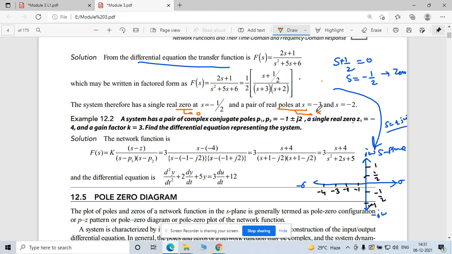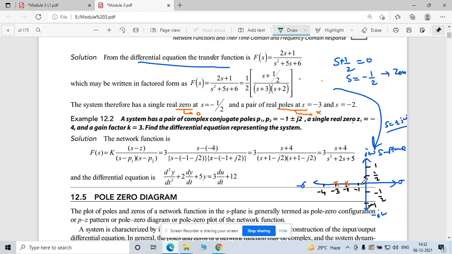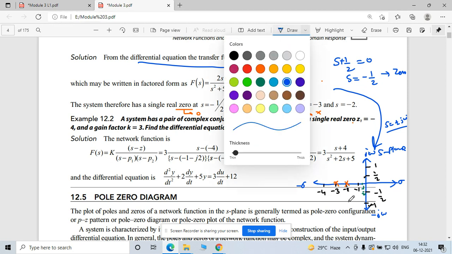Now what is the position of the poles? The positions of the poles are minus 3 and minus 2. So mark the pole locations at minus 3 and minus 2 here. Now what is the location of the zero? It is minus 1 by 2. So minus 1 by 2 is a real term, right? This is 1 and this is minus 1 by 2. So somewhere here you will get the zero, at this location.